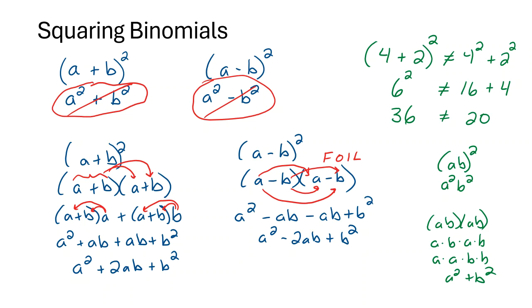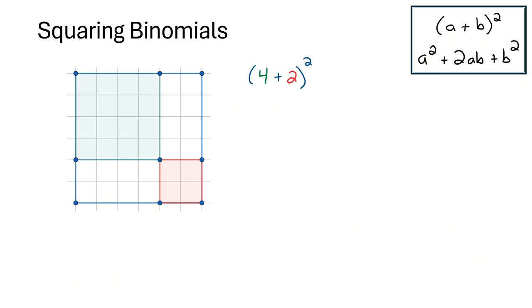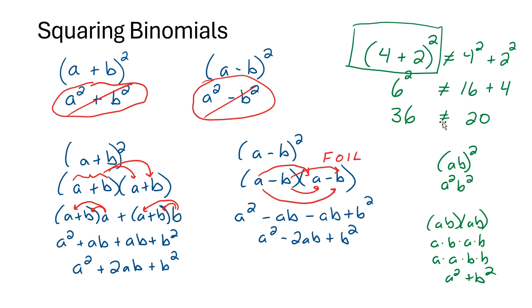Now let me really drive this point home by looking at 4 plus 2 quantity squared in a different way. As we saw, by using FOIL or distributing, a plus b quantity squared is a squared plus 2ab plus b squared. Now let's look at this 4 plus 2 squared in a geometric way. We know this comes out to be 36, right? Because we did it up here. We did our order of operations.